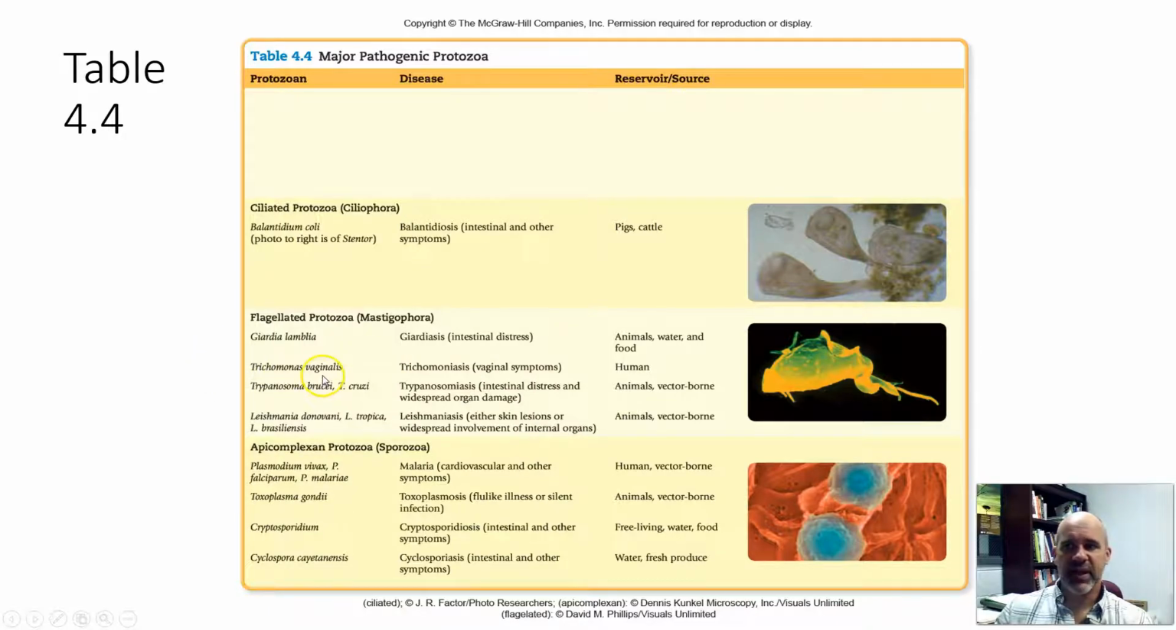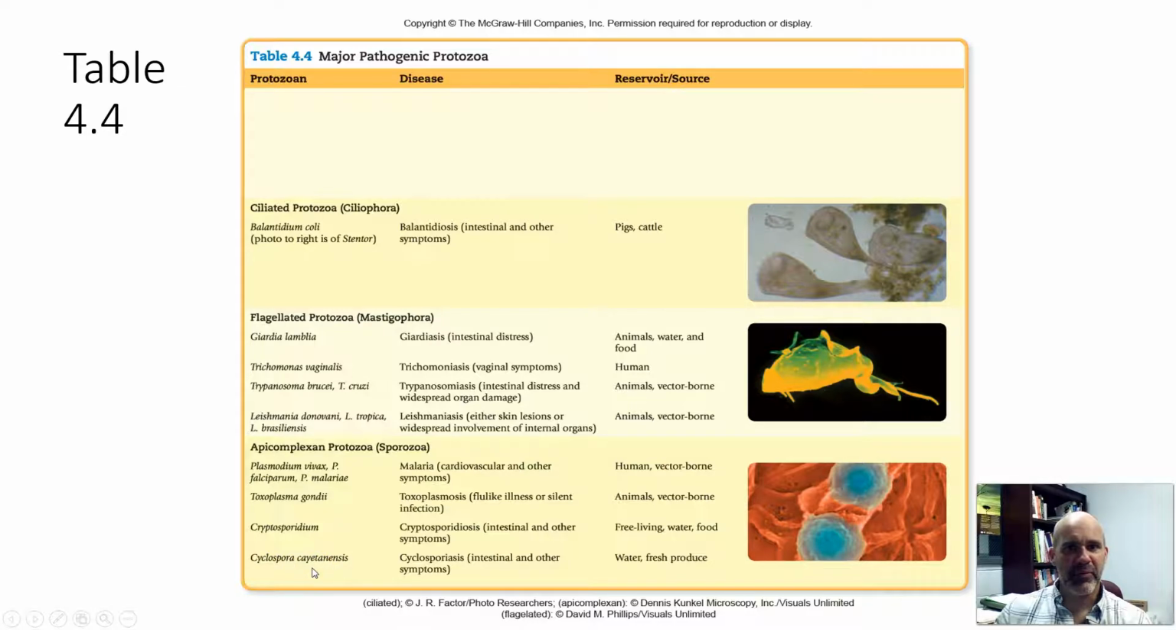Trichomonas vaginalis is a flagellated protozoan that causes the sexually transmitted disease trichomoniasis, more commonly known as trich. More likely to cause symptoms in females than males. There's the Leishmania parasite I was just talking about. The apicomplexan protozoans are not motile, so they don't have any means of swimming around. But some examples: Plasmodium is a genus of protozoans that causes malaria. Toxoplasma gondii causes toxoplasmosis. Cryptosporidium causes cryptosporidiosis. That's a protozoan that every once in a while contaminates public water supplies and causes outbreaks in the United States.